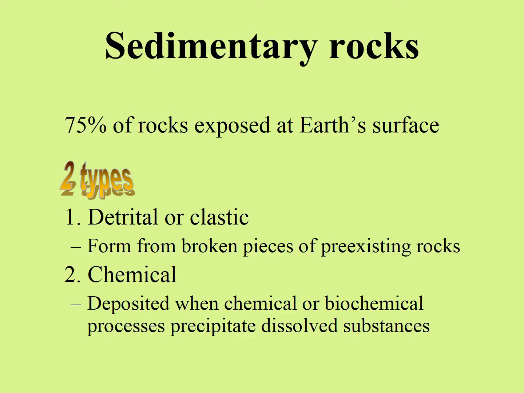Next, we get to the category of sedimentary rocks. Sedimentary rocks constitute 75% of rocks exposed at Earth's surface. We have two fundamental types of sedimentary rocks. We have detrital or clastic sedimentary rocks that form from broken pieces of pre-existing rocks, and we also have chemically deposited sedimentary rocks, or chemical sedimentary rocks. These are deposited when chemical or biochemical processes precipitate out dissolved substances. The most common example of the chemical type is limestone, but rock salt would be another example of a chemical sedimentary rock.